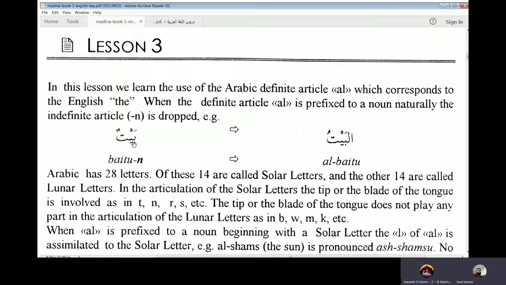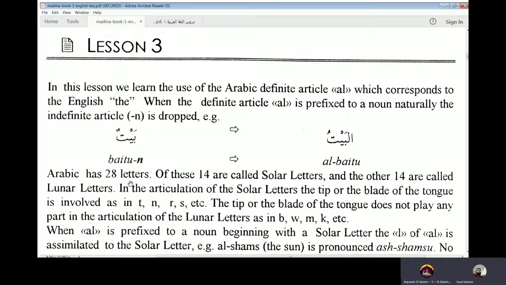Example, baytu, baytun. Oh, from left to right. Baytun, baytu. Al baytu. And remember that in baytun we are using tanween, but in al baytu we cannot use tanween. We only use dhamma. Okay.